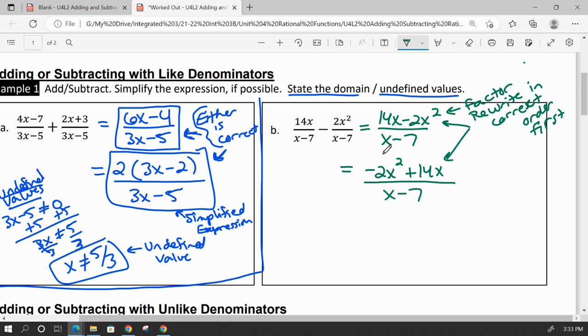Now that I've put these in the correct order, factor out what they have in common. Both of them can be divided by 2. Both of them have an x. You also have a leading coefficient that's negative. So just like before, when that leading coefficient is negative, you must factor out a negative.